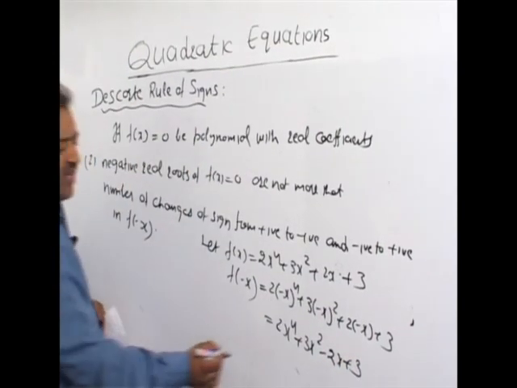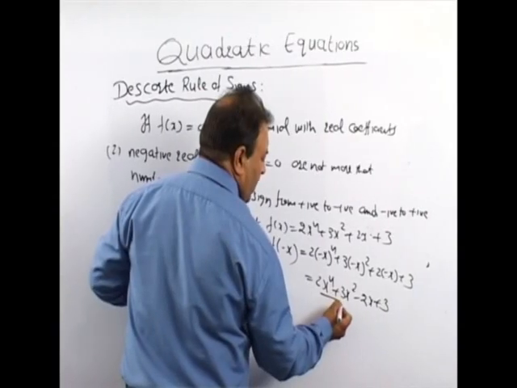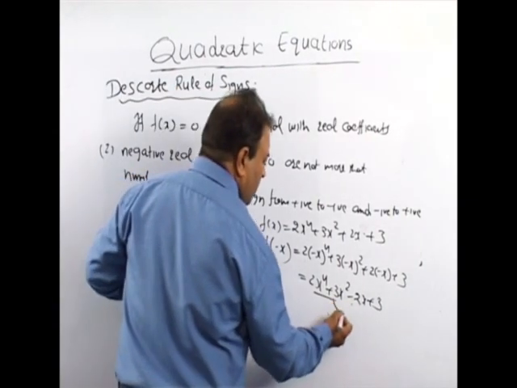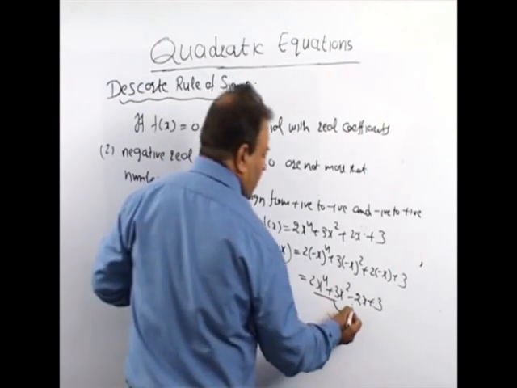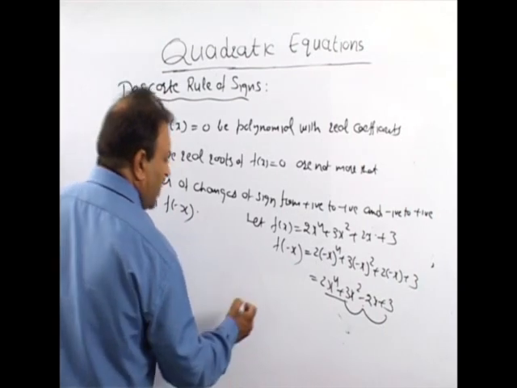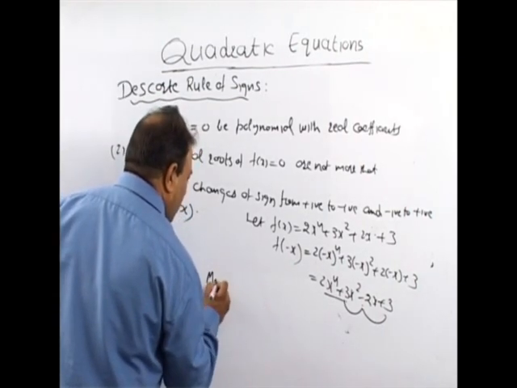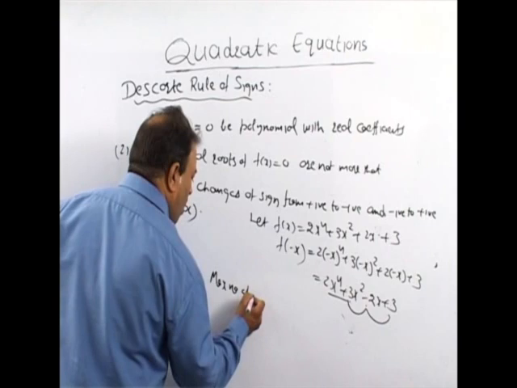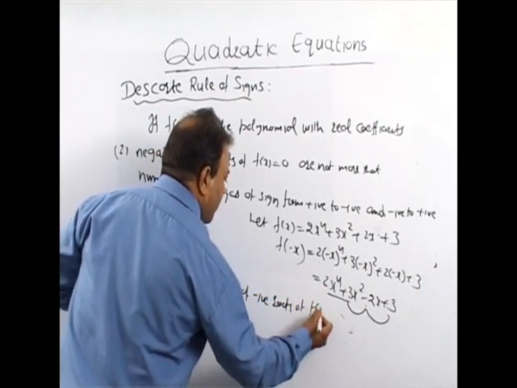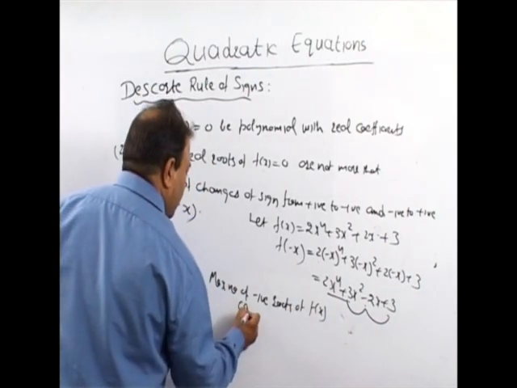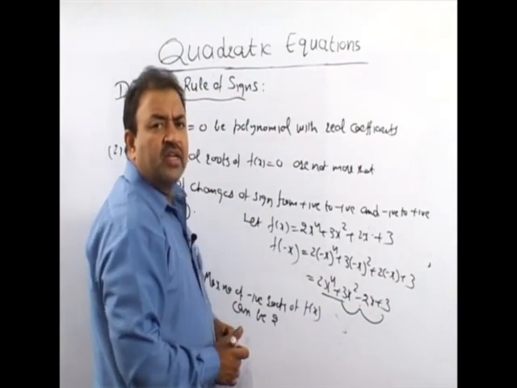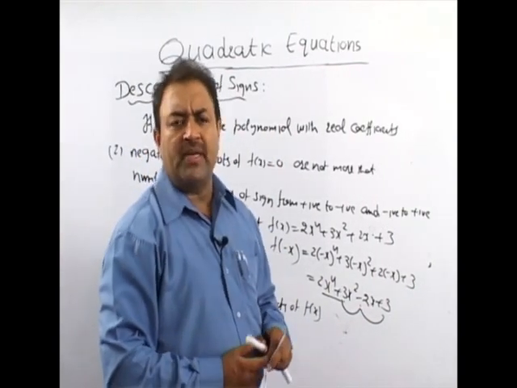So we see there is a change from positive to negative, that is one change, and then negative to positive, again a second change. So we can say the maximum number of negative roots of f(x) can be 2, because there are two changes of sign in f(-x).